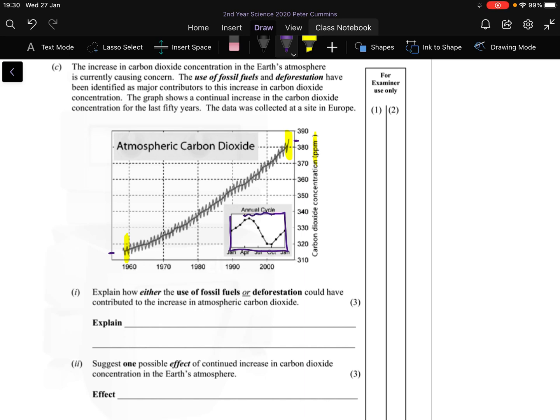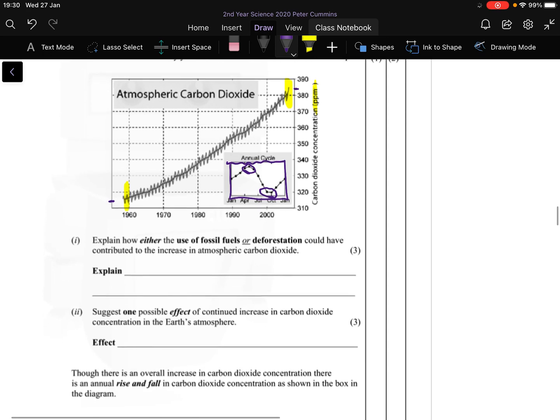You can see in this little graph down here, they're showing you that in April, it goes up like that. In October, it goes down like this. It goes right down the end there. So it's dropping for some reason in the winter months, and then it starts to rise again for the summer months. Okay. Explain how either the use of fossil fuels or deforestation could have contributed to the increase. So we picked those before. So your explanation is, so we picked deforestation.